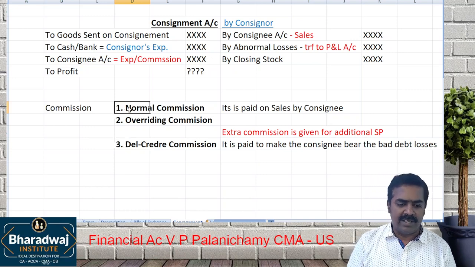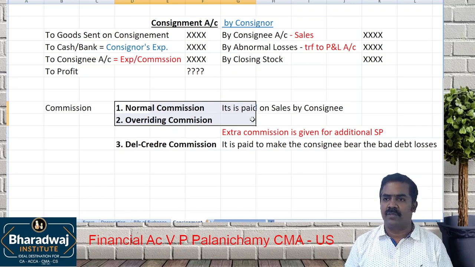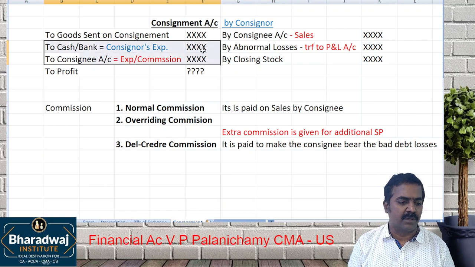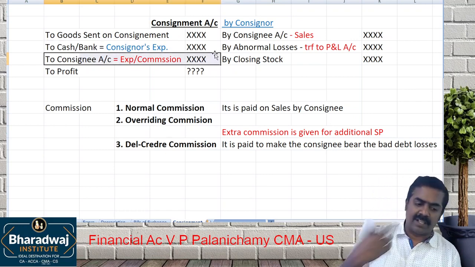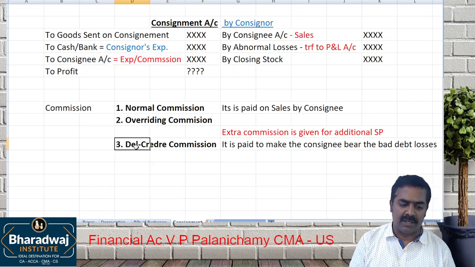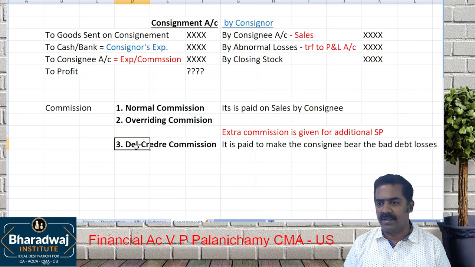So, in the exam question, they give you only these first two commissions. Bad debt is also given. Then what will you do? It will be recorded in which account? Consignment account. It's a loss to be borne by consignor. Now, if extra commission and the bill creditor commission are given, who will bear the bad debt losses? Agent. Consignee will bear the bad debt losses. Then consignor will not bear the bad debt losses.